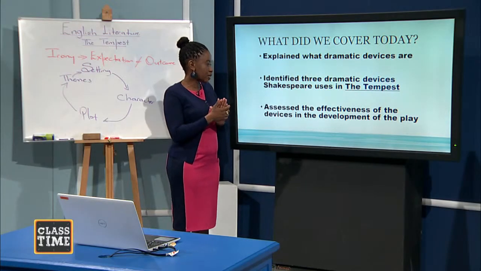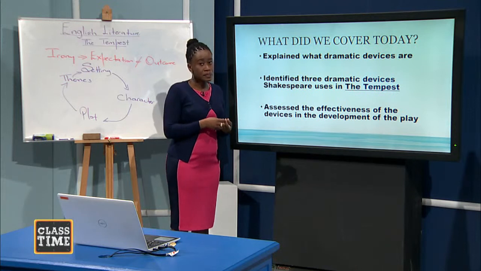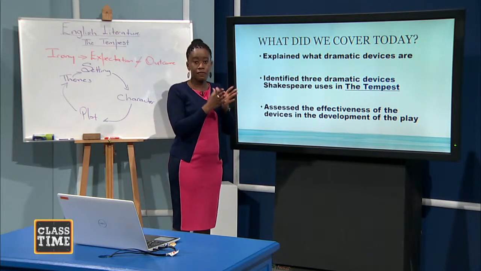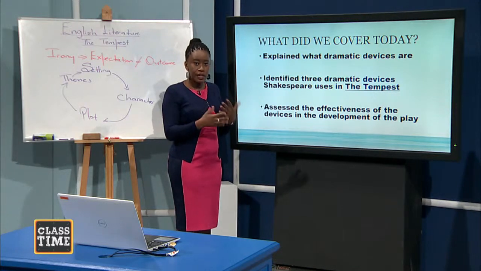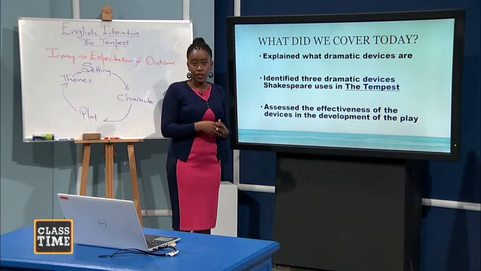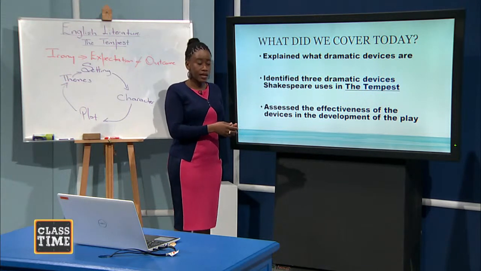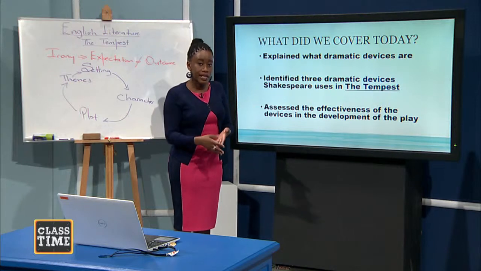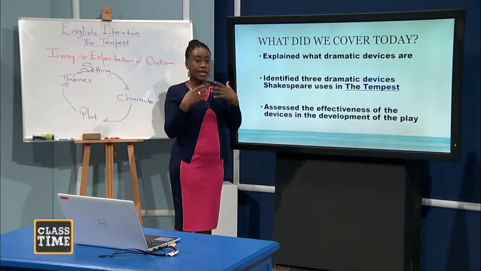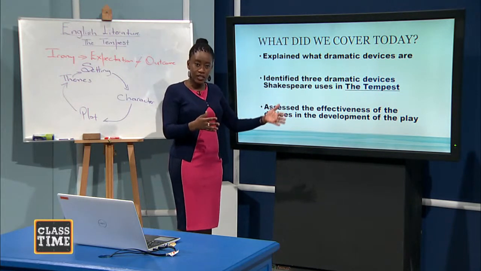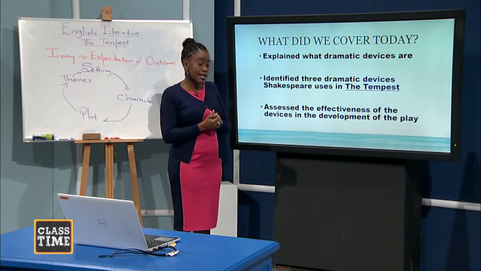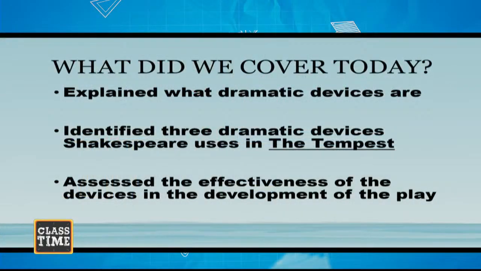And we assessed the effectiveness of the devices in the development of the play. We said in assessing the effectiveness of the devices, you have to look at what aspect of the drama the devices are pertaining to. Is it developing setting? Are they being used to develop character traits? Do they help to identify themes? Do they help to move the plot along in terms of building conflict and tension and so on? So those are some of the aspects that the devices or the techniques can help to enhance in the play. Are there any questions?